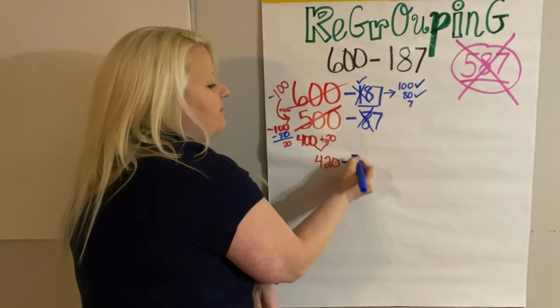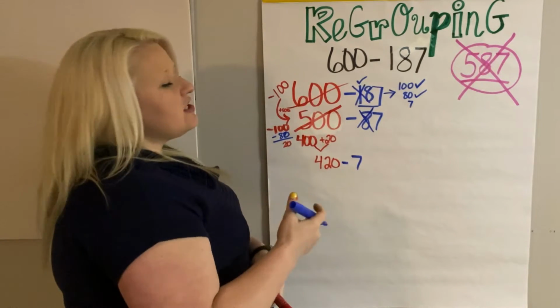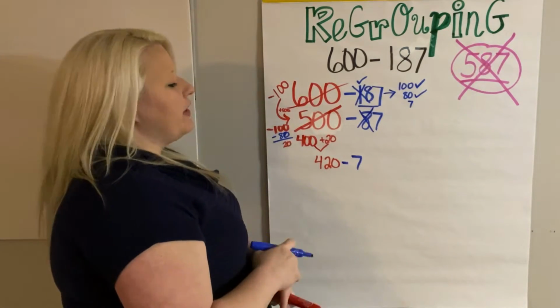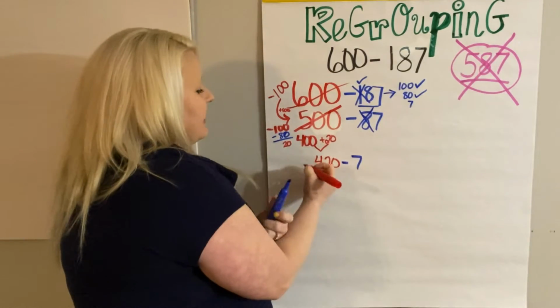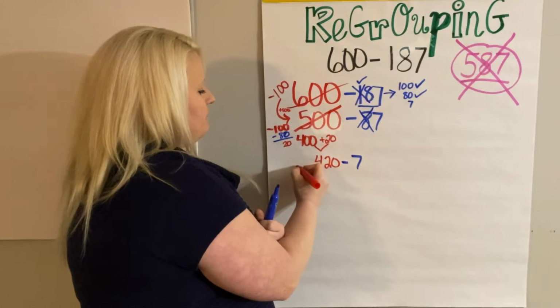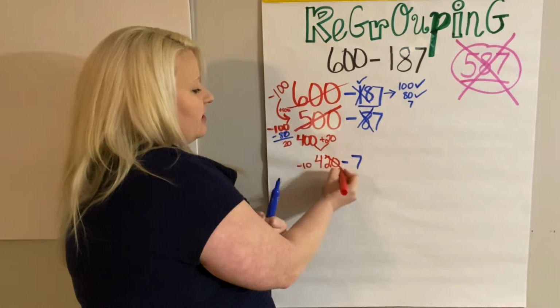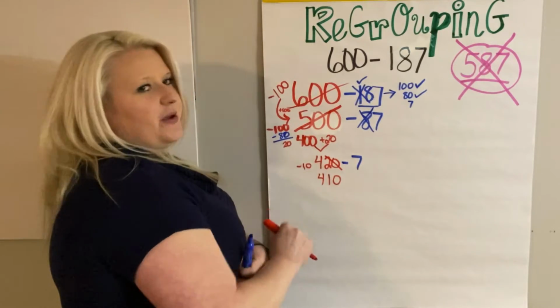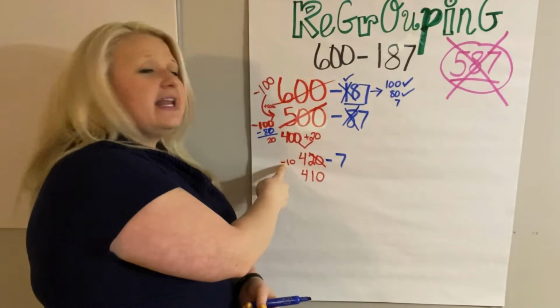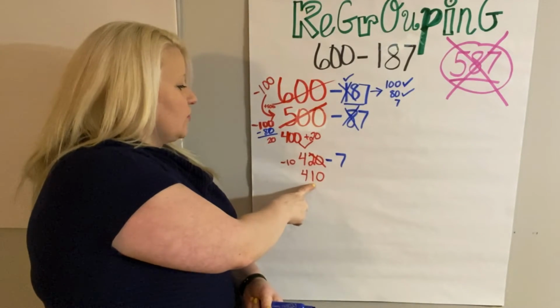So now all we have left to subtract is 7. Just like we had to take away from a 100, we're going to do that same concept with a 10. So I'm going to take away a 10 from here, which is going to leave me with 410. This is the regrouping part. All I did was pull a 10 out of it, and then this is what I have left.